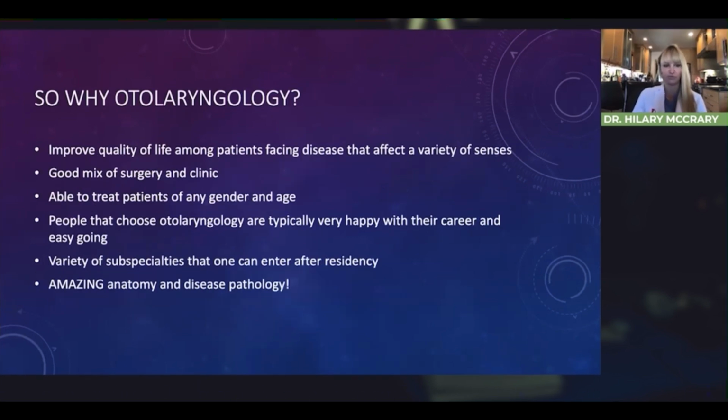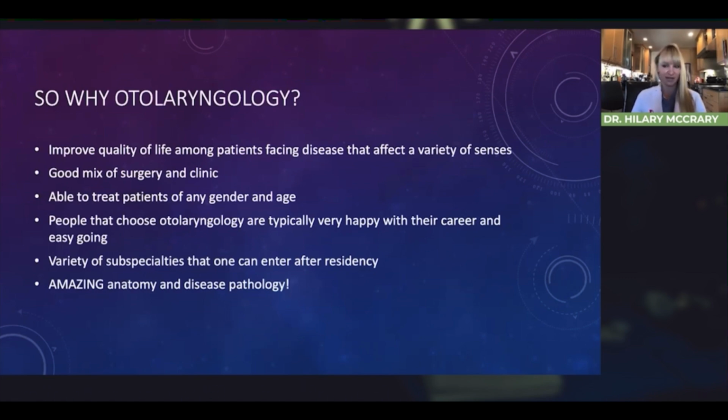Basically, you can improve the quality of life and someone's life trajectory among patients that are facing a variety of different diseases that affect the head and neck. I think it's a really good mix of clinic and surgery. I think that you're not purely in the OR, and you are also able to help patients in the clinic as well, with even just local procedures that can be done while the patient's awake.